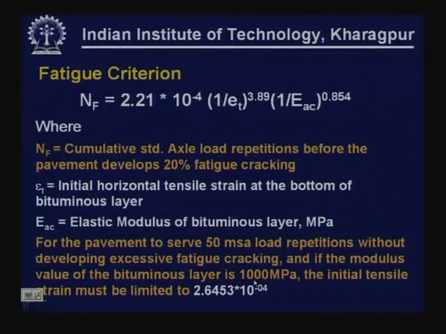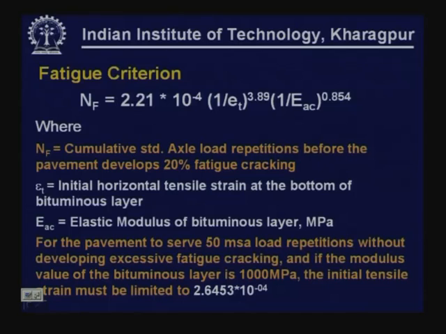Similarly, fatigue criteria, NF is given as 2.21 into 10 to the power minus 4 into 1 by epsilon T to the power 3.89 into 1 by modulus value of asphalt concrete to the power 0.854, where NF is the cumulative standard axle load repetitions before the pavement develops 20% fatigue cracking, and epsilon T is the initial horizontal tensile strain at the bottom of bituminous layer, because we have already identified epsilon T is a parameter that explains the fatigue behavior.